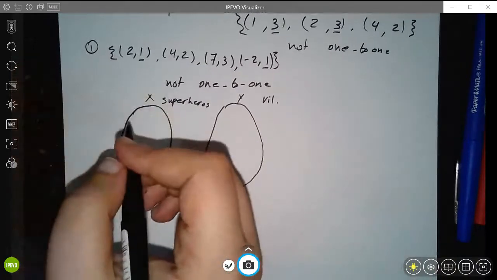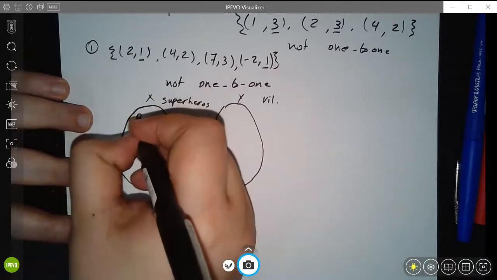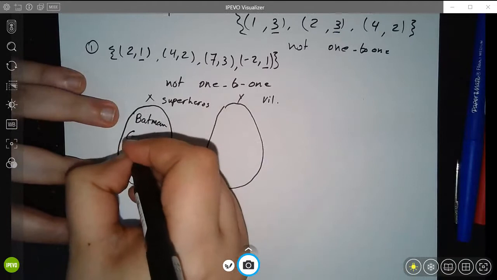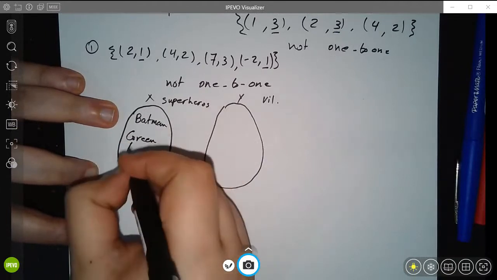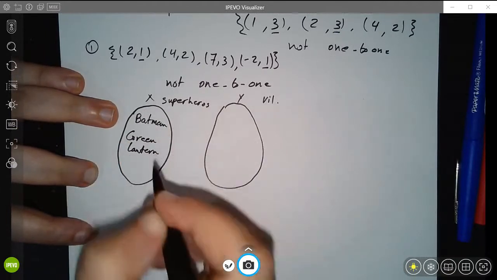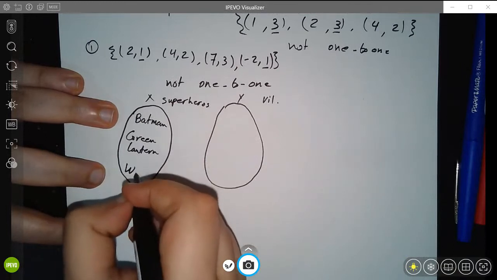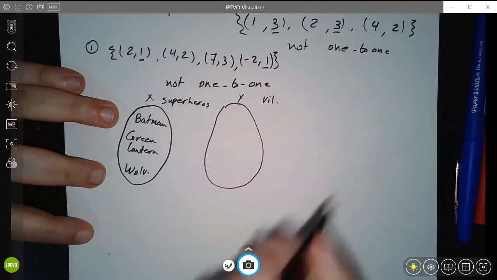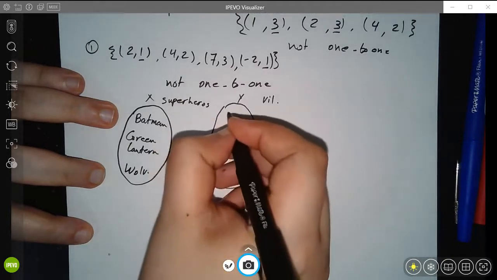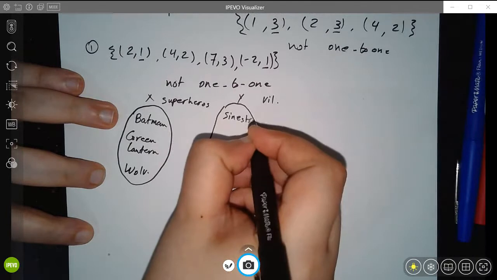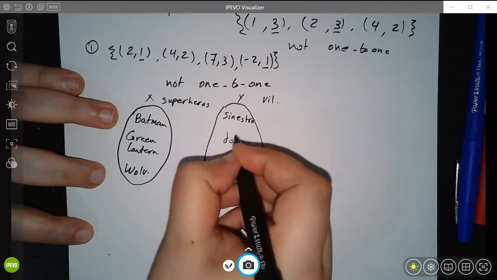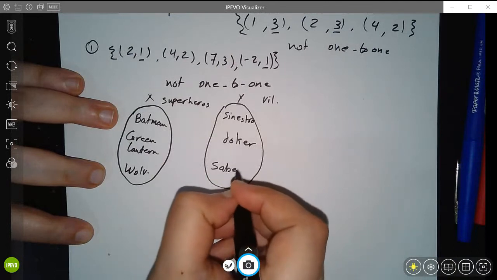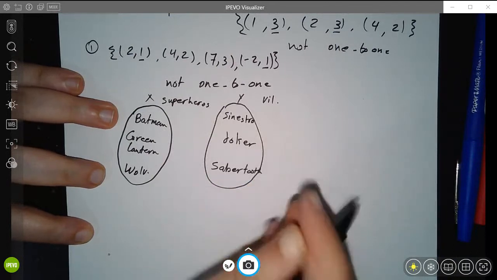In the superhero group, who did I give you? We have Batman, we have Green Lantern, and we have Wolverine. Okay? So who do we have in the villains? We have Sinestro, the Joker, and Sabretooth. Okay.